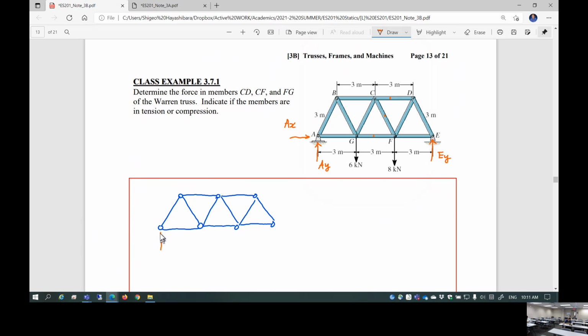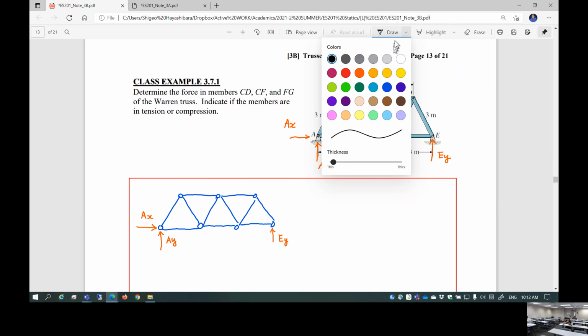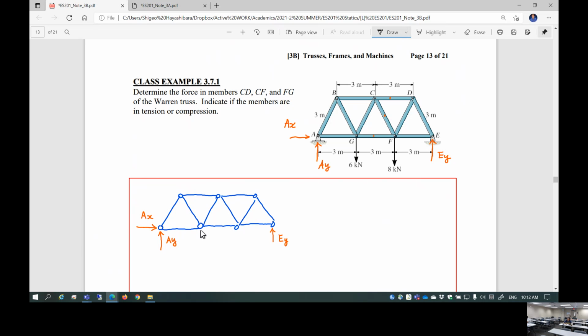You have a support reaction here, AY, a support reaction here, AX, and a support reaction here, EY. And external loading is applied here. At location G it is 6 kilonewton, and this is 8 kilonewton.